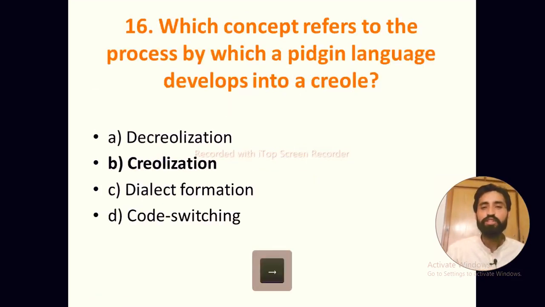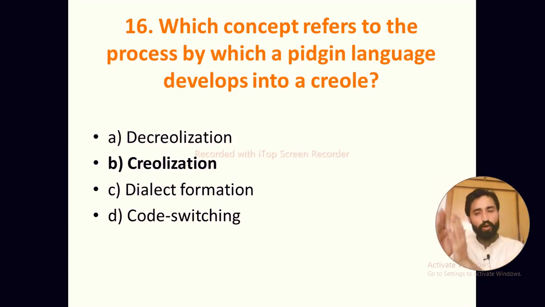The next one is which concept refers to the process by which a pidgin language develops into creole. When a pidgin converts and develops into a creole, that is what we call creolization, and because of this creolization process we get a creole. And then we have already discussed decreolization, so don't confuse it with decreolization.